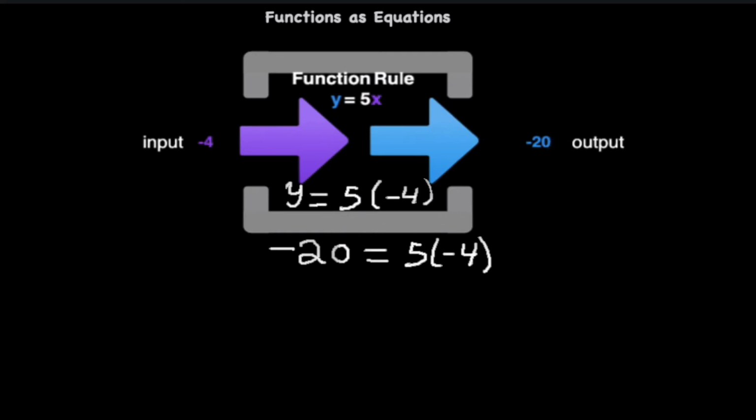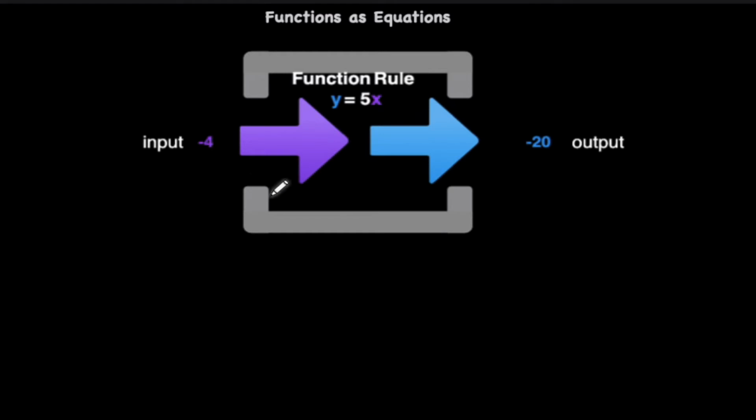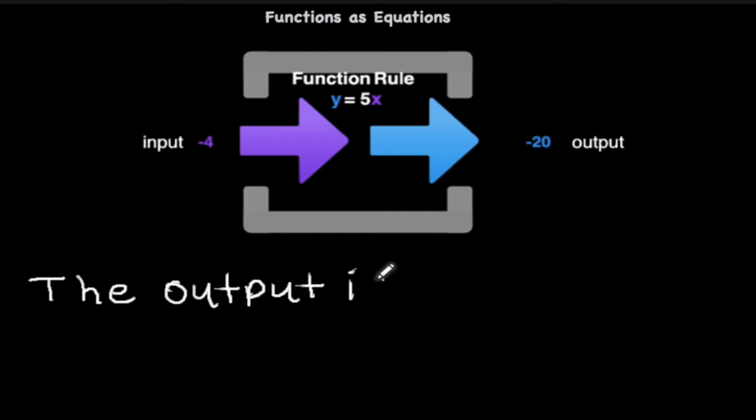All right, so let's go over something else a little bit different. We can also write function rules using words. So for example, let's say you're given something like the output is 5 times the input. So that's written like this: the output is 5 times the input.